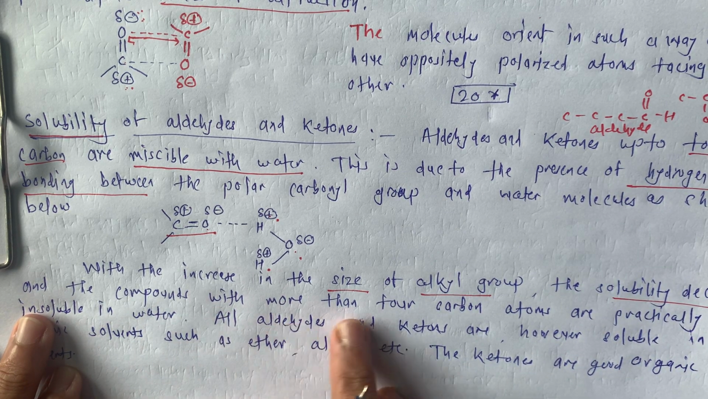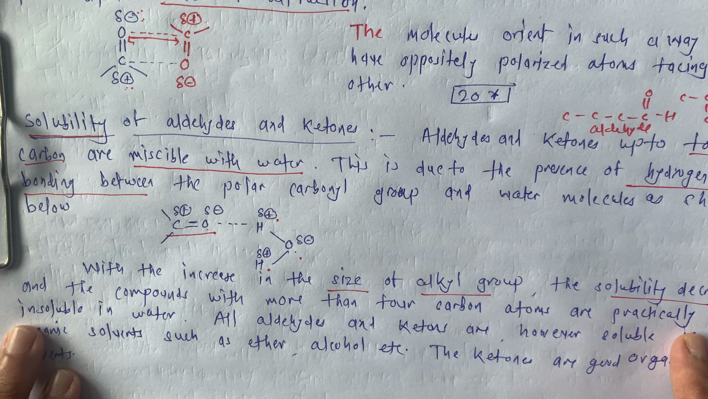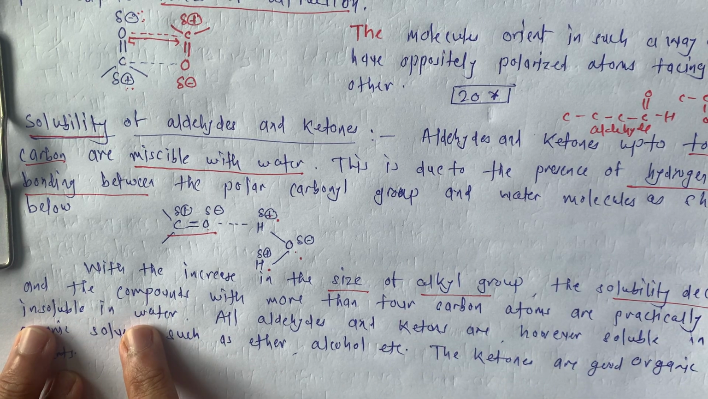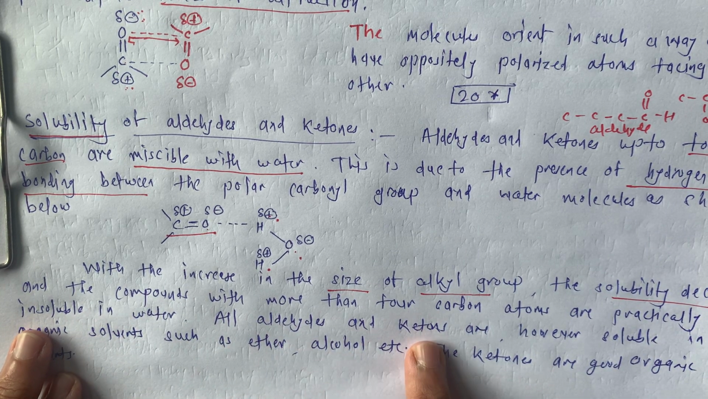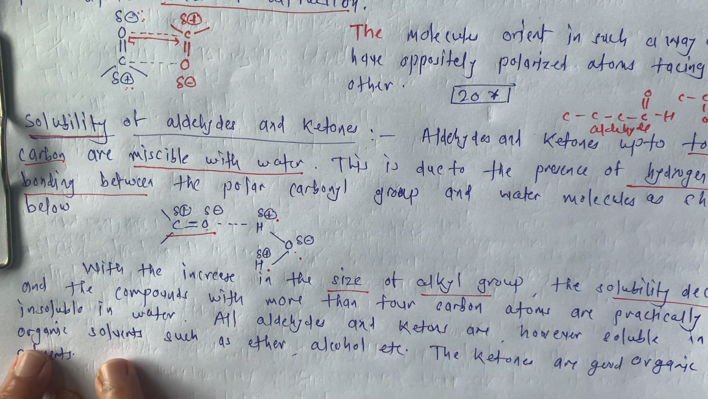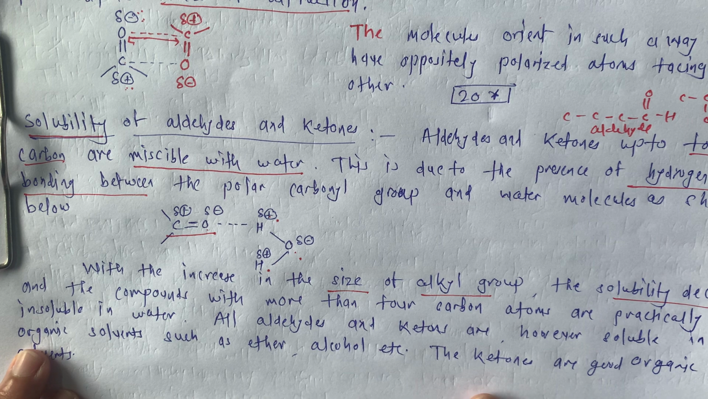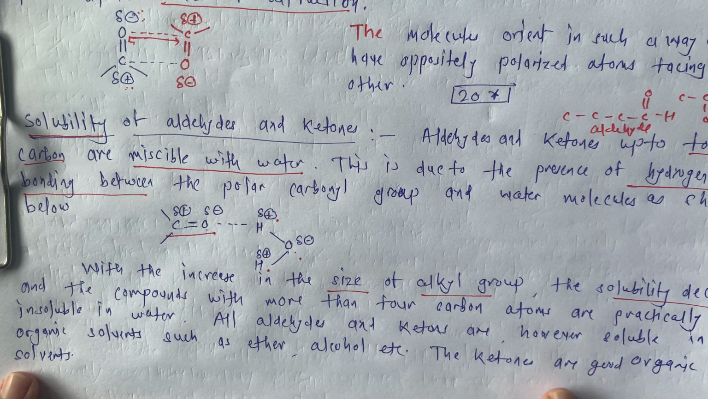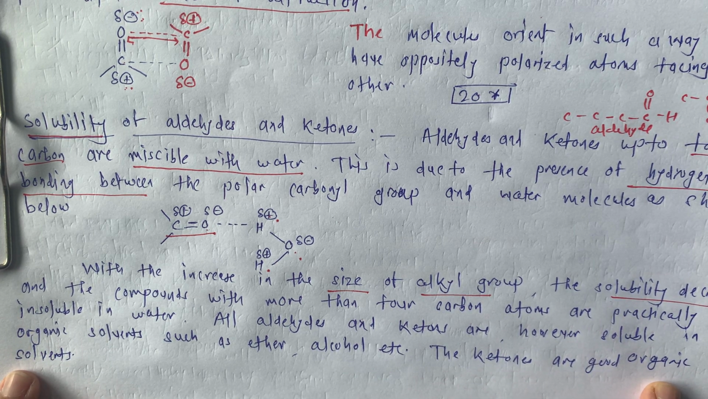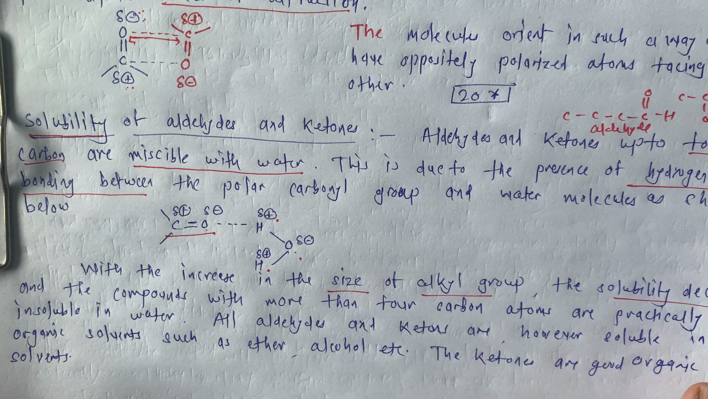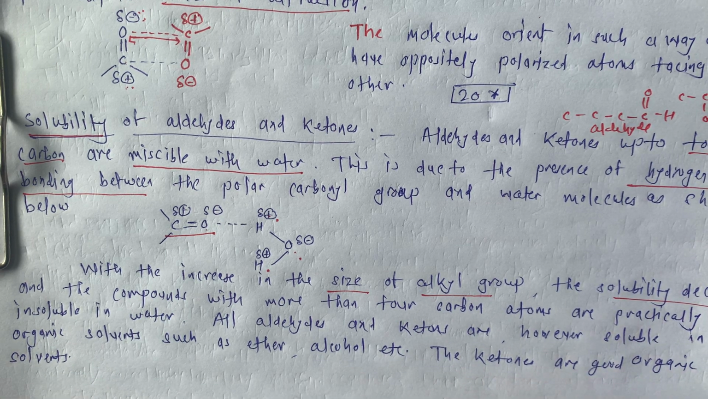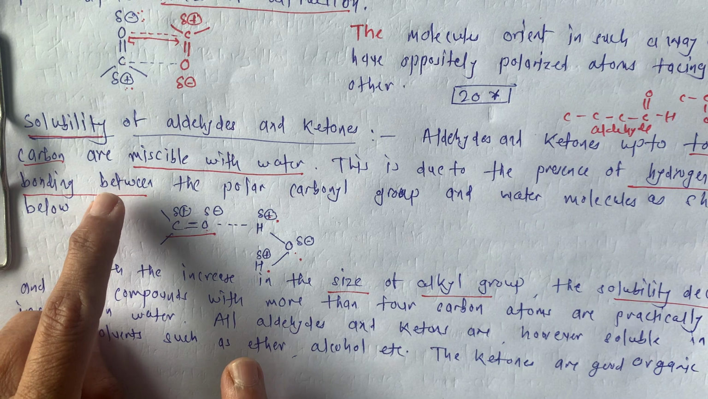And the compounds with more than 4 atoms are practically insoluble in water. All aldehydes and ketones are, however, soluble in organic solvents such as ether, alcohol, chloroform, etc. And the ketones are also very good organic solvents. Okay. So now this is very important.